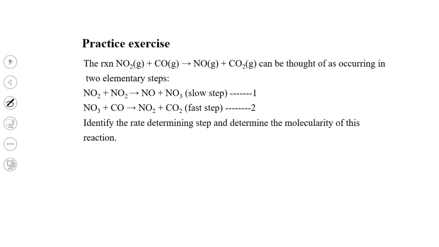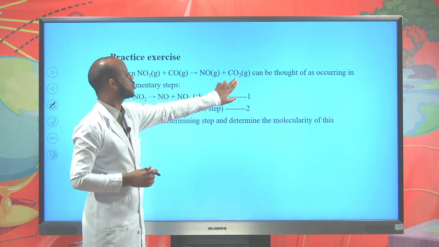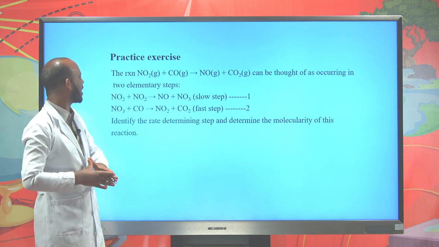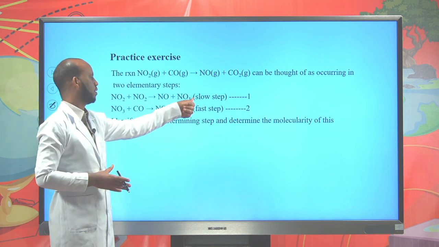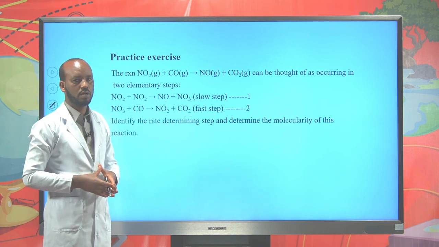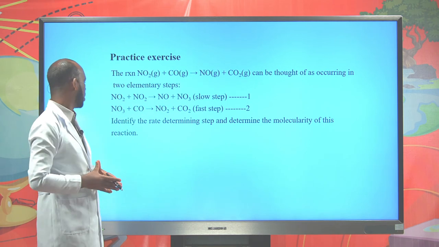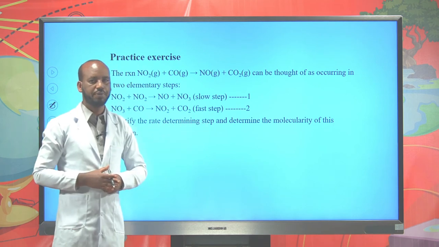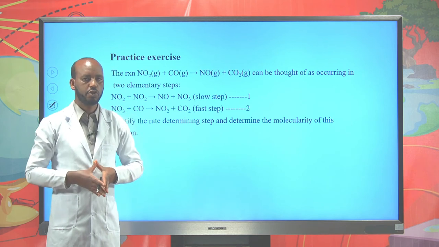Students, let us try this exercise so that you can practice what you have just learned. The reaction NO2 gas plus CO gas gives NO gas plus carbon dioxide gas can be thought of as occurring in two elementary steps. Elementary reaction 1 is the slow step. Elementary reaction 2 is fast. Now elementary reactions add up to give the overall reaction. Identify the rate determining step and determine the molecularity of this reaction. You have 2 minutes.